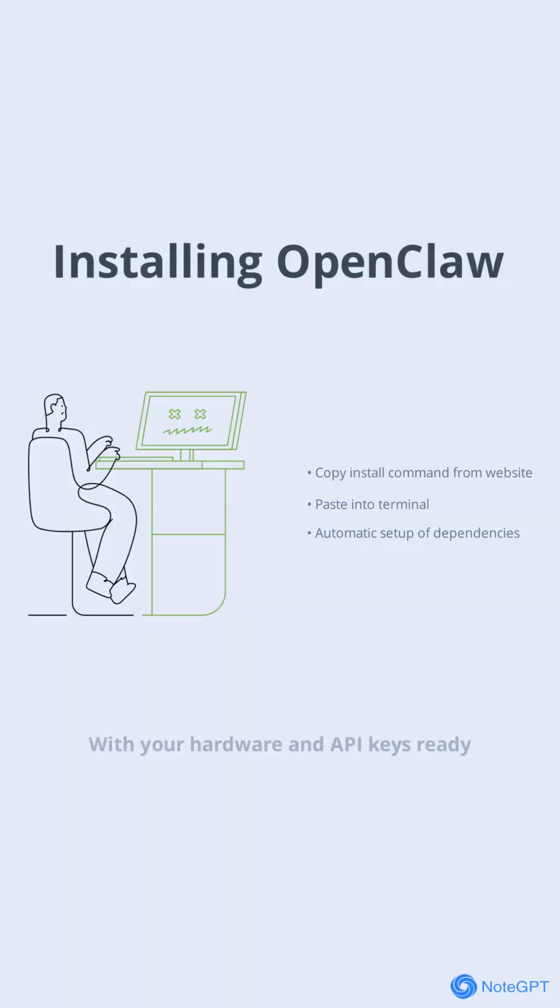With your hardware and API keys ready, it's time to install OpenClaw. The process is straightforward. Visit the official OpenClaw website and copy the provided single-line install command. Open your computer's terminal, paste the command, and let it run. This will automatically download and install all necessary dependencies such as Node.js. The installation is designed to be beginner-friendly, with prompts guiding you through each step. In just a few minutes, your system will be ready to host your new AI employee.